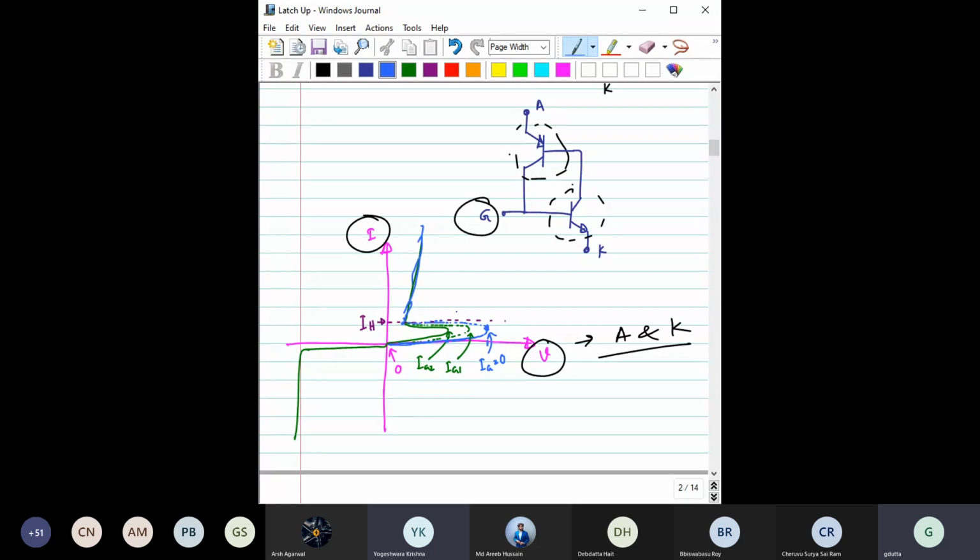Fine? Okay. Now, that's what I said initially. Once this avalanche has been triggered, you do not need that high voltage to sustain it. You can get a very high current by applying a very small amount of voltage across it, right? Then what is the purpose of using this gate terminal?